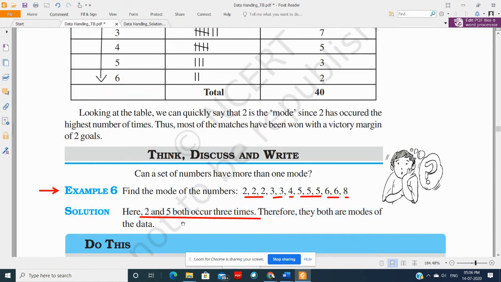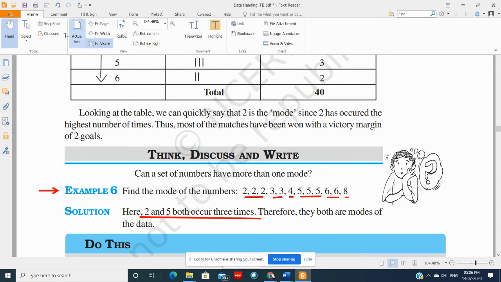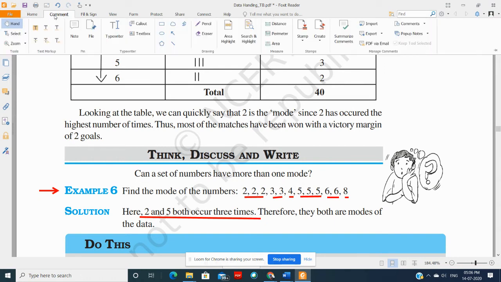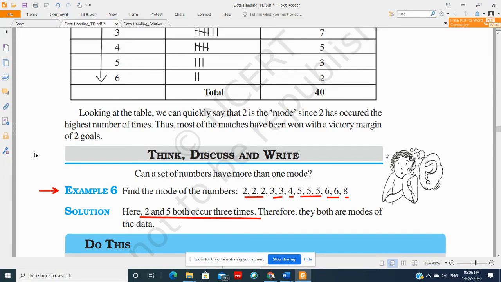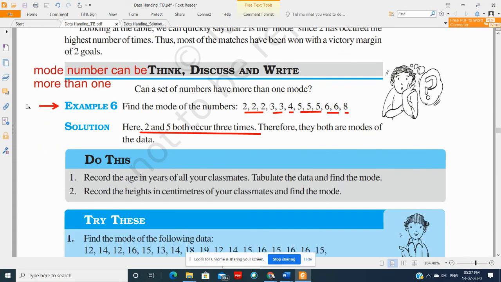So what else can we write from this? Mode can be more than one number. So can this happen in mean? No, it can't, right? So what cannot happen in mean can happen in mode. So now let's write it down, because it's important. Mode can be more than one number. This means the mode, our value, can be more than one, right? So this is what mode is all about.